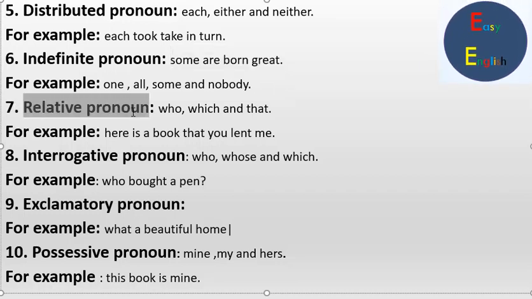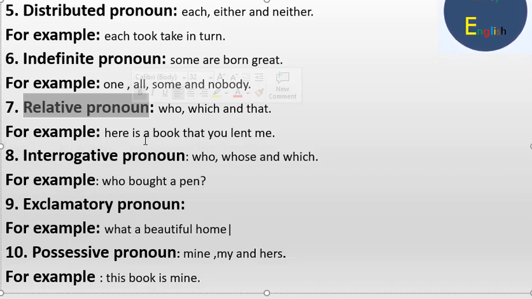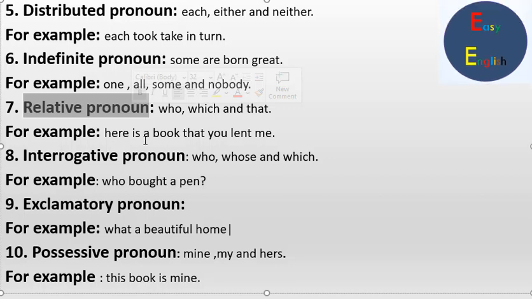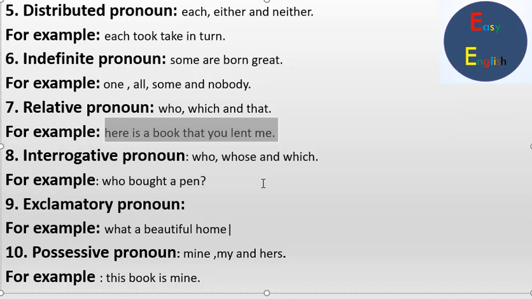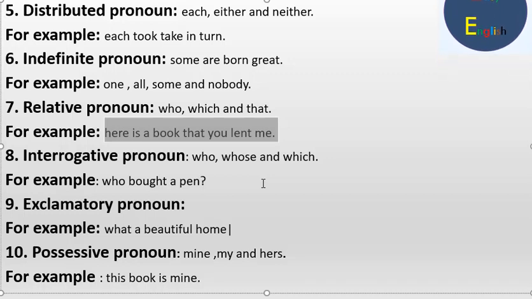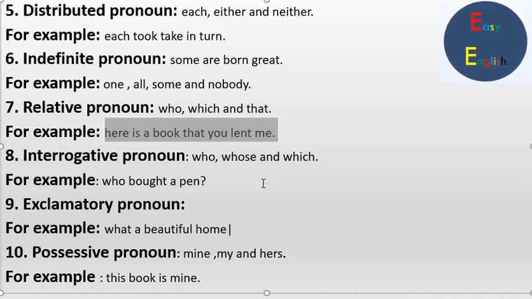Next one is relative pronoun. Relative shows that it produces a link between two different words or sentences. It also works as a conjunction in a sentence, showing the relation of one sentence to another. For example, here is the book that you lent me. Here that is an example of relative pronoun which acts as a conjunction and relates the two sentences with each other. One more example is I like Seema, who likes me. Here who represents the relative pronoun.